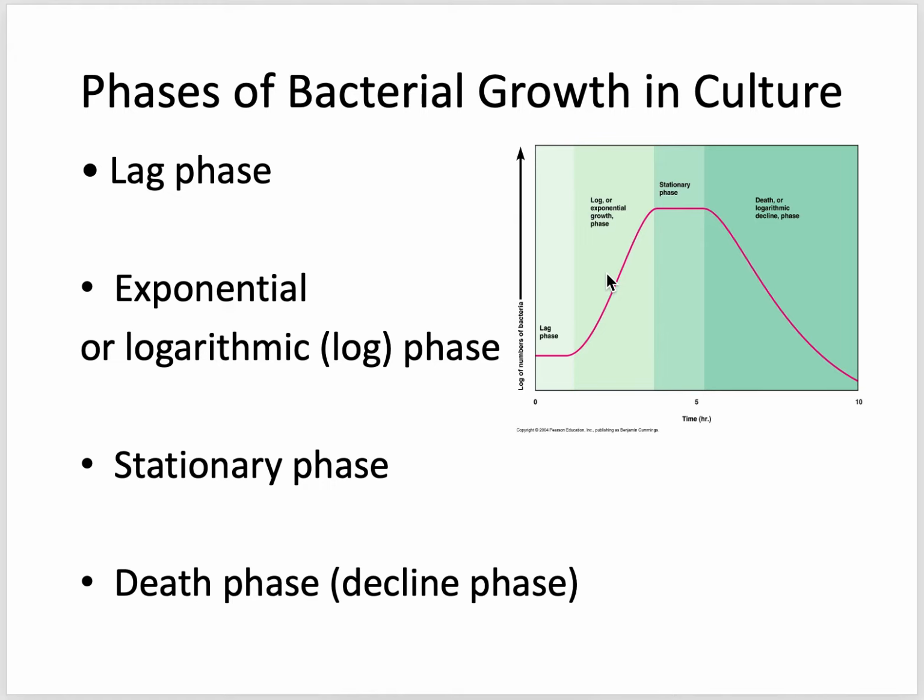Okay, they are vulnerable to drugs, that means antibiotics. They are vulnerable to other antimicrobial chemicals, heat, radiation, etc. Okay, so now say the bacterial cells are in the log phase. Can they keep continuing to multiply at this rate?